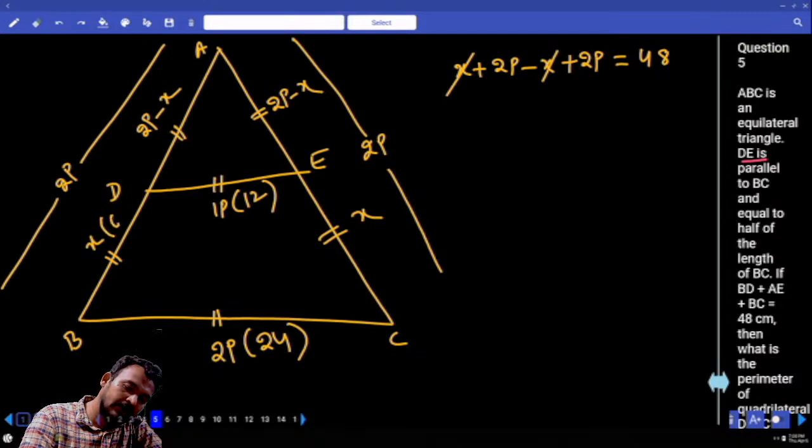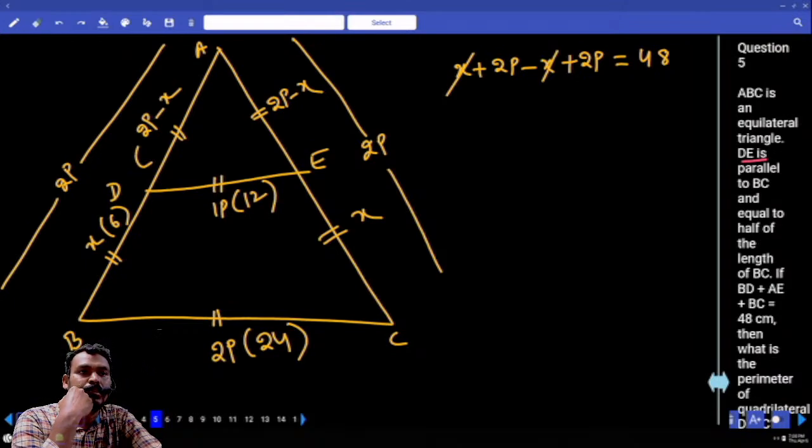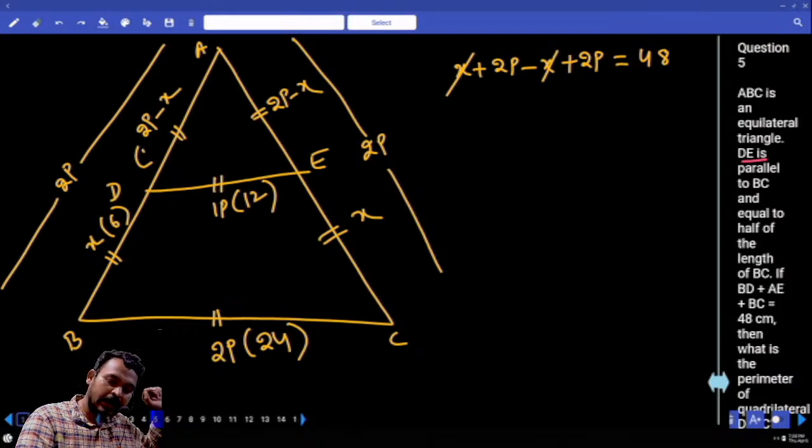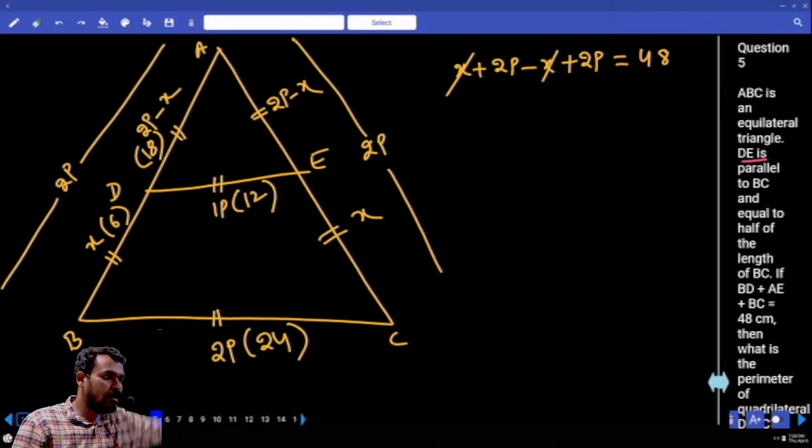Suppose x value I consider 6. Then 2 parts minus 6 means 18, 6 plus 18 is 24. AC also how much? 24. It satisfies the condition, because x plus 2 parts minus x equals how much value? 2 parts. Suppose x I consider 6, then 2 parts minus x is how much? 18.